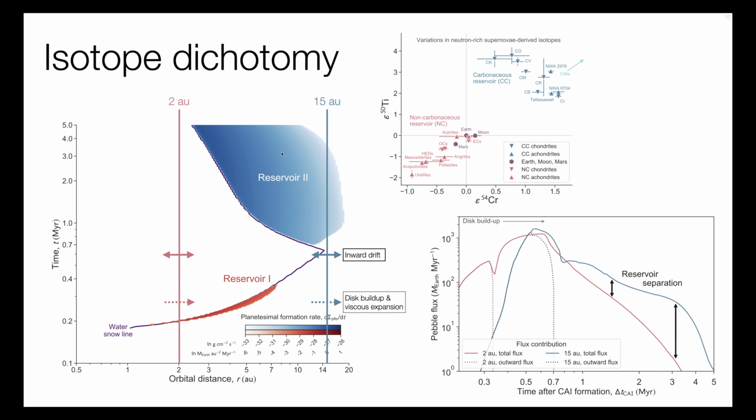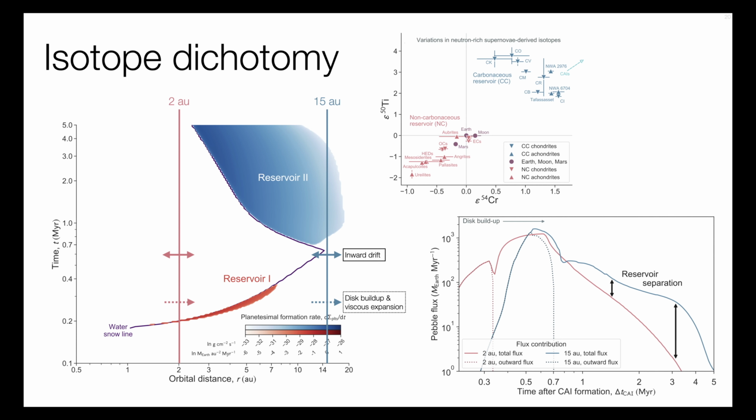This suggests a potential explanation for the isotope dichotomy. If there's initial heterogeneity in the disk composition of the inner and outer disk, as meteorite measurements suggest, then this will be preserved because the material from the outer solar system does not reach the inner solar system efficiently.